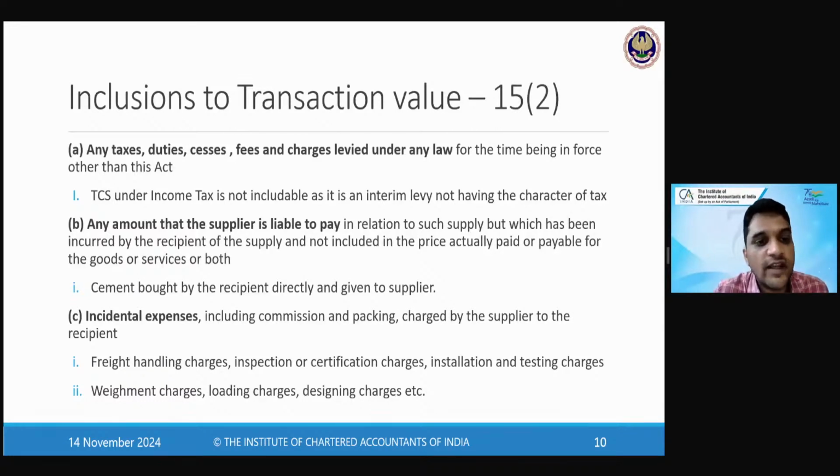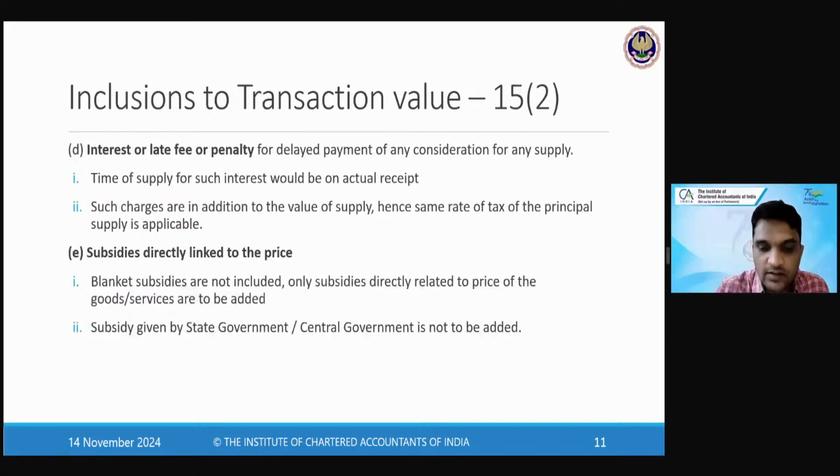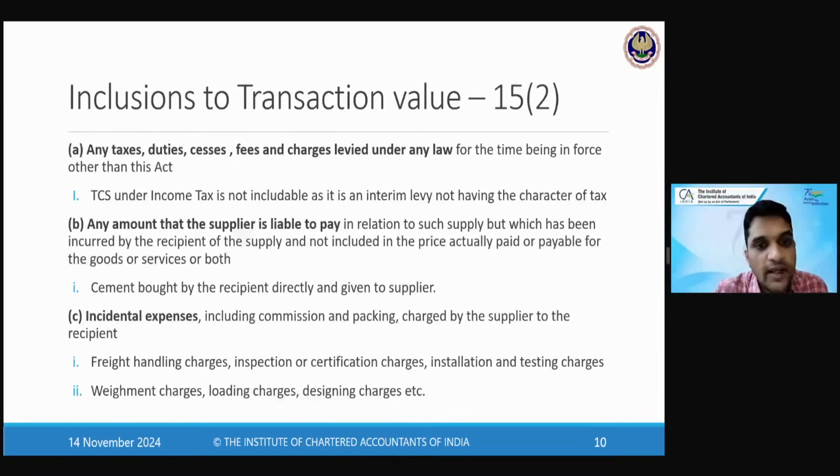Second inclusion is any amount that the supplier is liable to pay in relation to such supply, but which has been incurred by the recipient of the supply and not included in the price actually paid or payable. Like how we had given that example that the customer has paid for my raw materials. A typical example is when I do a construction, cement is very costly and the quality of the cement has to be retained. So I will tell my contractor, I will give you a building contract, do the whole building, but cement I will buy and give you because what quality of cement you will put, I don't know.